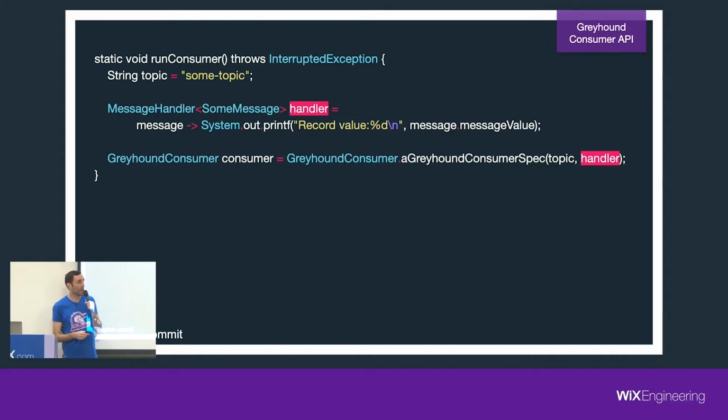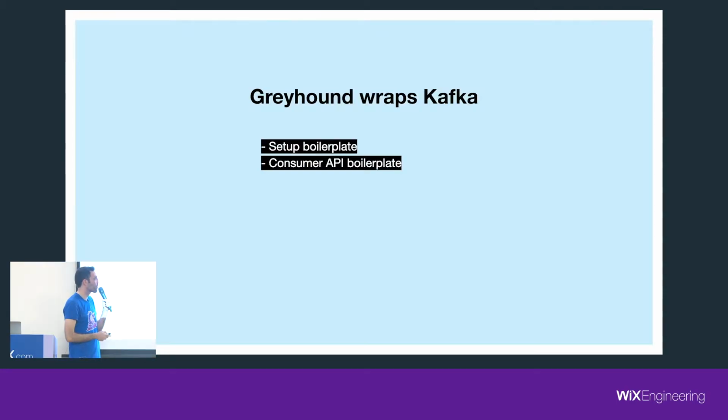So let's look at how Greyhound does it. Basically, you just specify for the consumer builder a lambda with your handling. You don't need to specify when to commit because once all the handler invocations finish, that's when Greyhound will do the commit for you. So simpler.